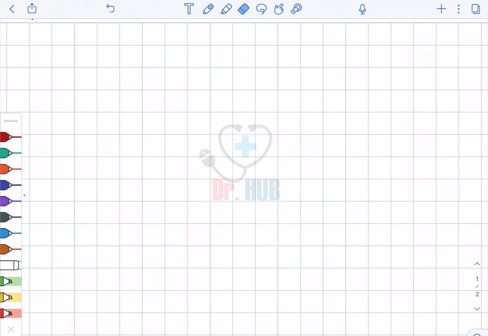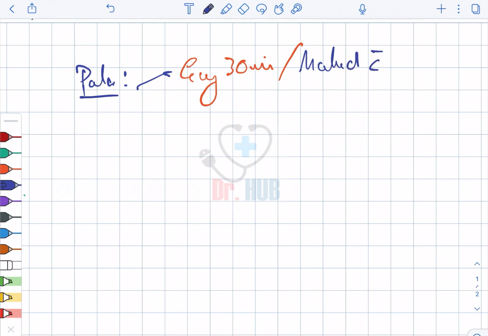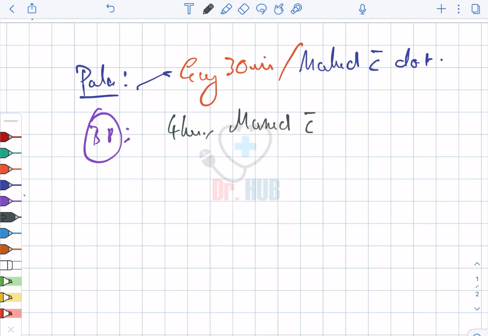Next we are looking at the pulse. The pulse is recorded every 30 minutes and marked with a dot. Next, there is the blood pressure. This blood pressure is recorded every 4 hours and it is marked with arrows.